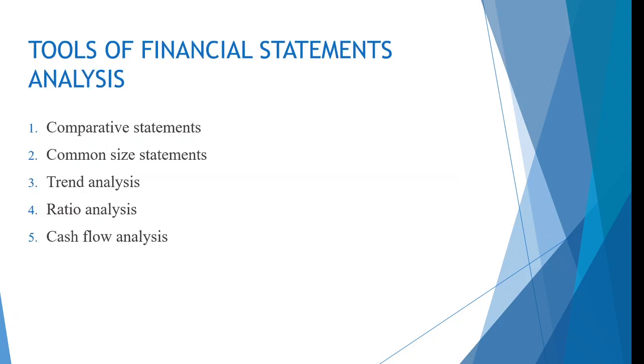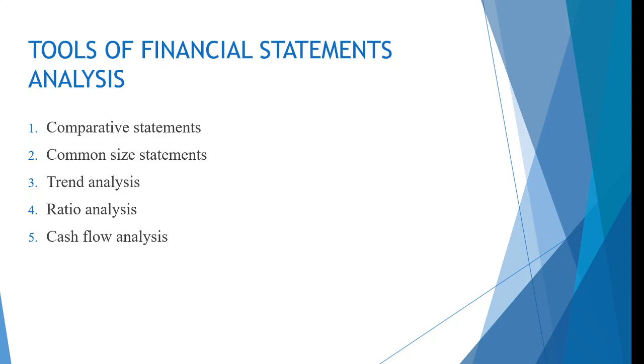Now, there are different tools of financial statement analysis. The first one is comparative statements. So comparative financial statements: we have the comparative profit and loss account and the comparative balance sheet. Similarly, we have common size statements, where we have the common size income statement and common size balance sheet. Then we have trend analysis, the fourth one is ratio analysis, and the fifth one is cash flow analysis. So these are the important tools of financial statement analysis.